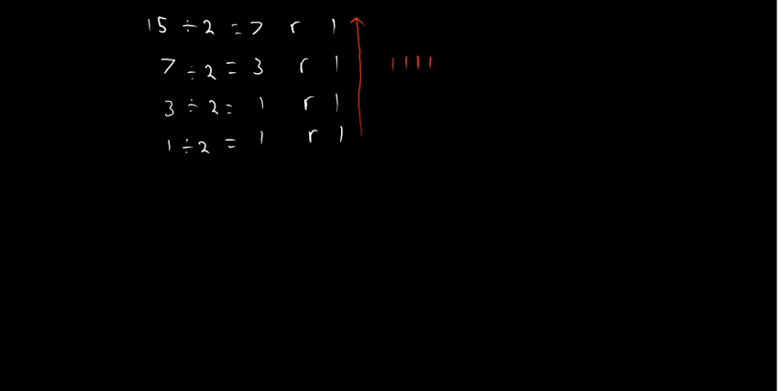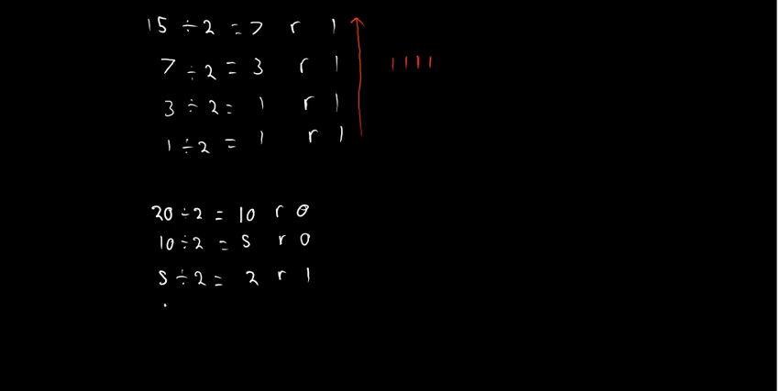Then we try again with 20, right? What is 20 divided by 2? 20 divided by 2 is, of course, 10, remainder 0, right? What's 10 divided by 2? This is 5, remainder 0. Right? 5 divided by 2, this is going to give us what? This is going to give us 2, remainder 1.